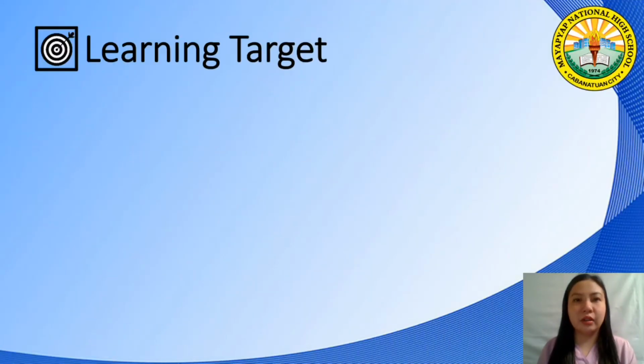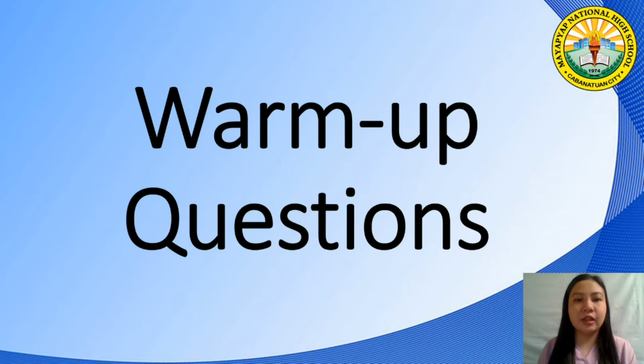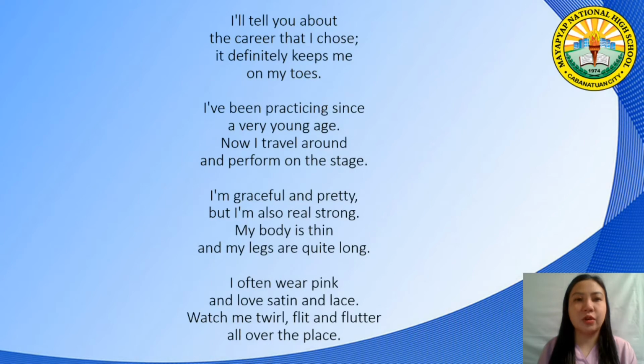This video tutorial is based on your learning activity sheet in English 8 Quarter 1 Week 1. Our learning target for this session is to note implicit signals used by the writer to indicate coherence. Before the lesson, let's have some warm-up questions. I have here two poems wherein you have to guess who the person being described is. Let's read the first one.